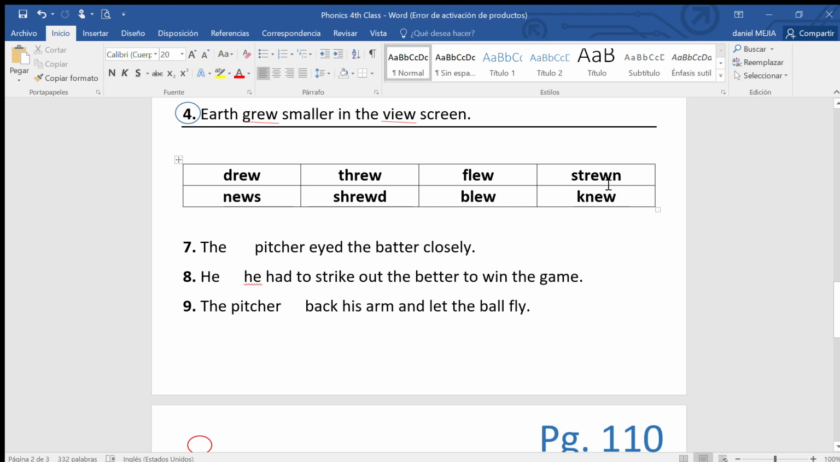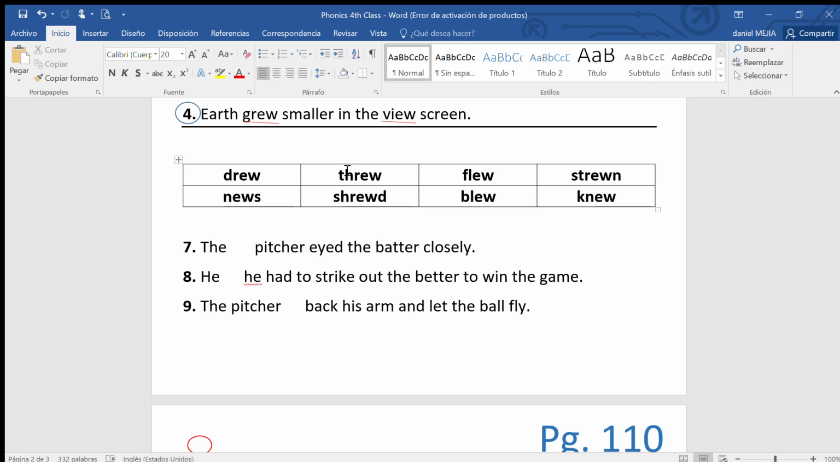Okay. So drew, any idea what it is? It means, for example, when you like turn... oh sorry, I'll say it in Spanish because I can explain it. It means torcer, okay? Then we have news, okay? We always have bad or good news. Through, okay? What is through? Through is the past of throw, okay?